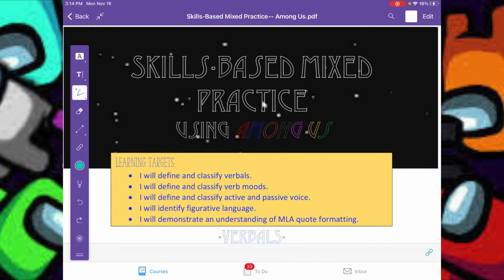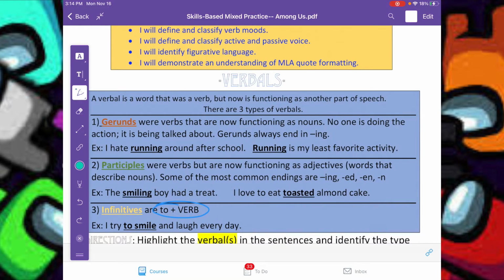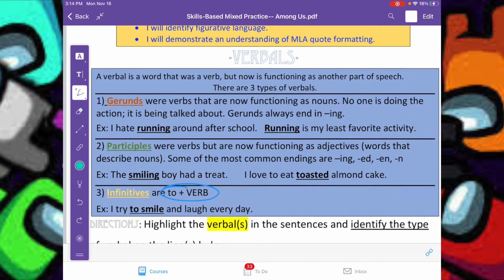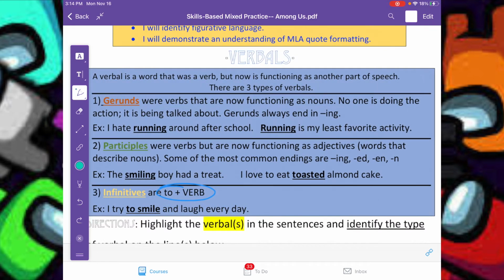Let's take a look at Section 1, Verbals. I embedded the notes for verbals right here for us, so we don't have to use any external sources. Verbals were words that were verbs, but are now functioning as another part of speech. We have 3 types of verbals. First one is a gerund. Gerunds were verbs. They're now functioning as nouns.